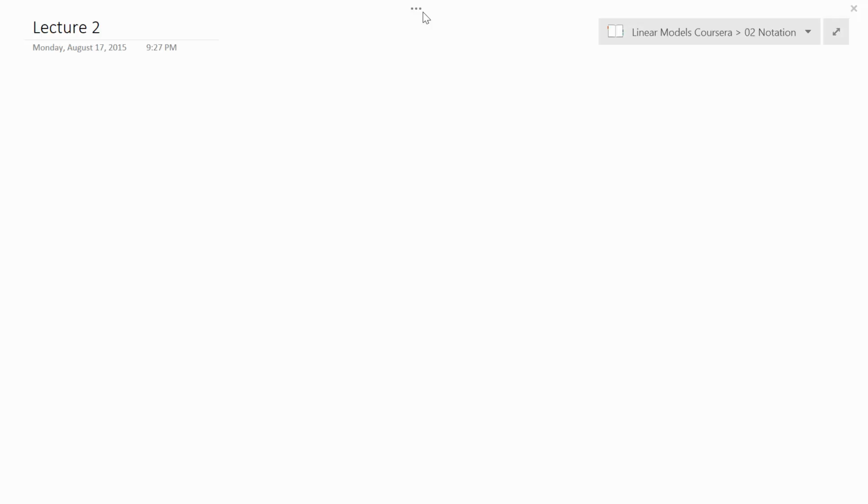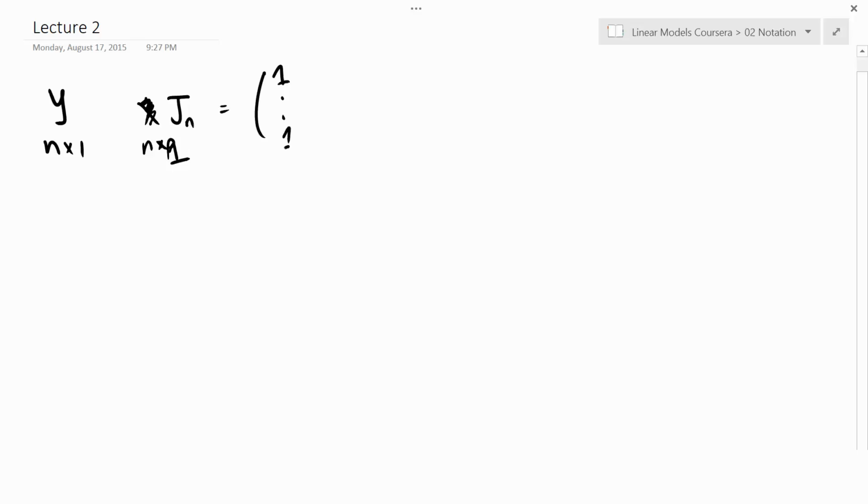Recall from the last lecture, we were concerned with a vector y of outcomes, which is n by 1, and we had a matrix X, which was n by p. So in this lecture, we're not going to focus on X, and because I can't write out a bold 1 like I can when I was typing up the lecture notes, I'm going to write J with a little n. We want it to be an n by 1 vector of 1s. So this is just equal to 1 repeated n times.